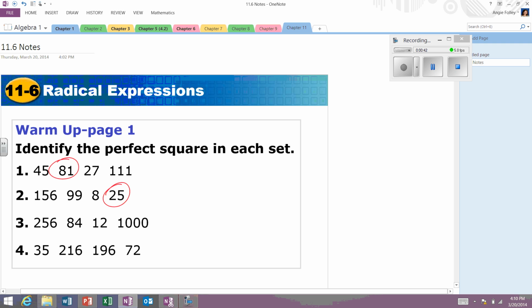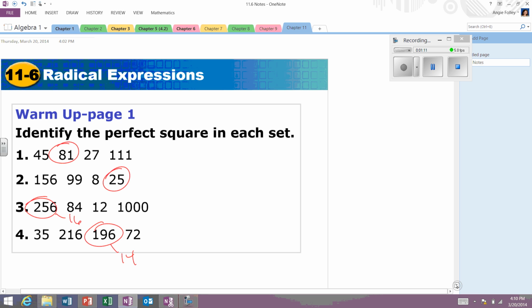And this next one, some of these you might have to start to memorize. It's actually 256. This is the perfect square of 16. And then for number 4, the perfect square is 196. This is a perfect square of 14. So I would suggest memorizing some of your perfect squares, especially up to 15. But if you can do up to 20, that wouldn't be so bad either. So whatever you guys are able to do would be great.